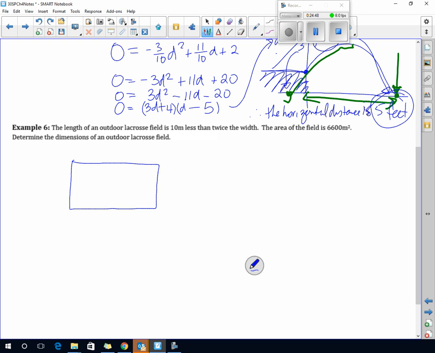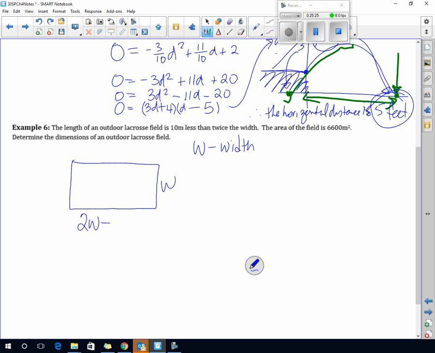So what are we going to let a variable be? Or we could have W equal to width if you wanted, right? So my width is usually the shorter of the two, length is longer. And it's saying the length is 10 meters less than twice the width. How would I write 10 meters less than twice the width? Not W squared. 2W minus 10. 10 meters less than twice. Twice is 2W, not W squared.